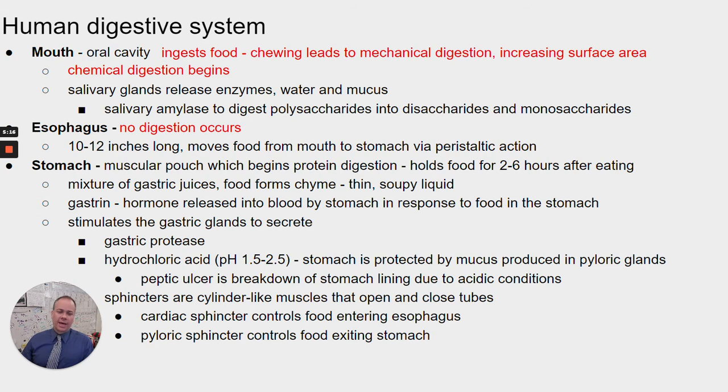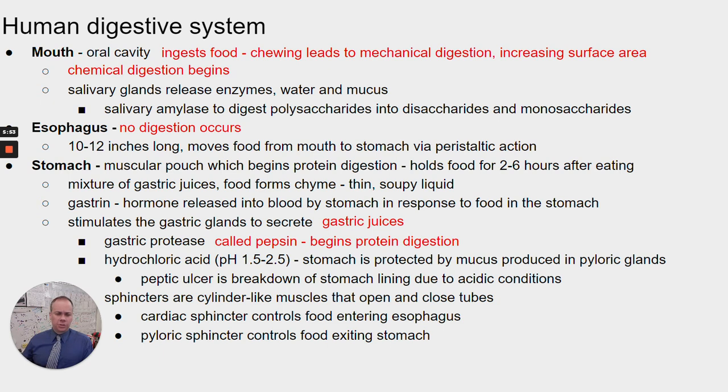You might think that hydrochloric acid would be damaging, but the stomach lining has a layer of mucus inside of it that is produced by special glands, and it helps to protect the stomach muscle and the lining itself from the strong acid. There are times when that lining starts to break down. If the acid breaks down that lining, then it forms what's called an ulcer. An ulcer is damage to the lining of the stomach due to these acidic conditions.